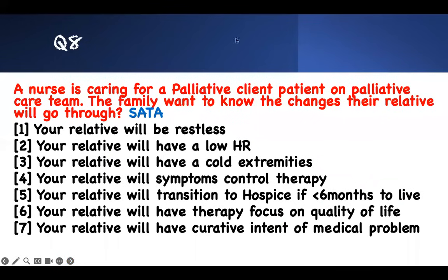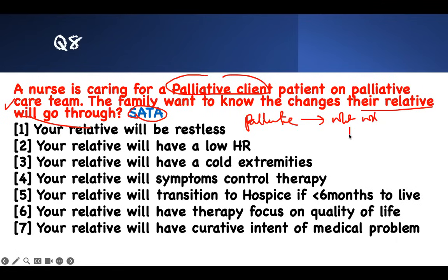Number 8. Select or apply, the same thing. The family wants to know the changes their relative will go through. The nurse is caring for a client on a palliative care unit. So we have a palliative client. And then family wants to know what will happen to their client.